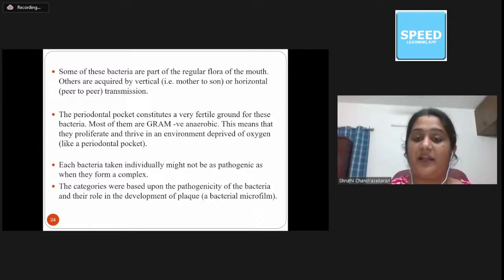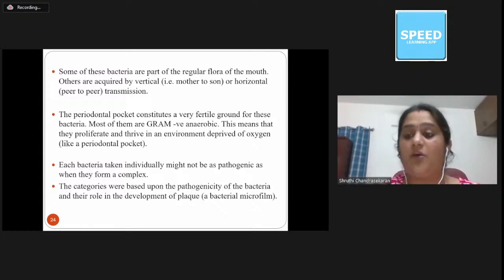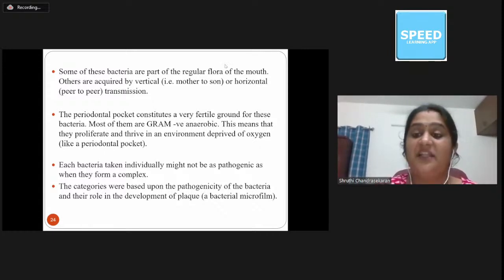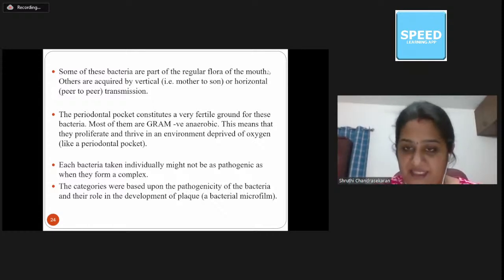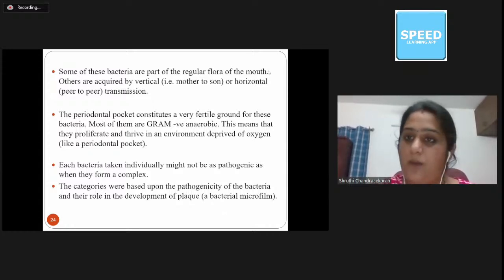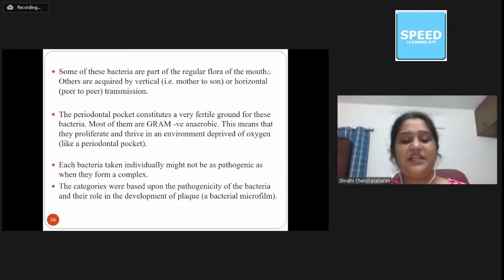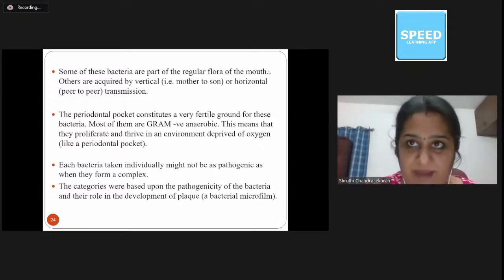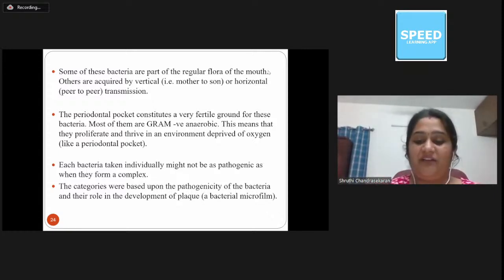The periodontal pocket contains a very fertile ground for the growth of many organisms. That is why you will be able to see a lot of gram-negative anaerobic species in these regions. This means that the organism will be able to proliferate and thrive in an oxygen-free environment like a periodontal pocket. Each bacterium taken individually cannot be as pathogenic as when a complex is formed. The categories are based upon the pathogenicity of the bacteria and their role in the development of plaque.